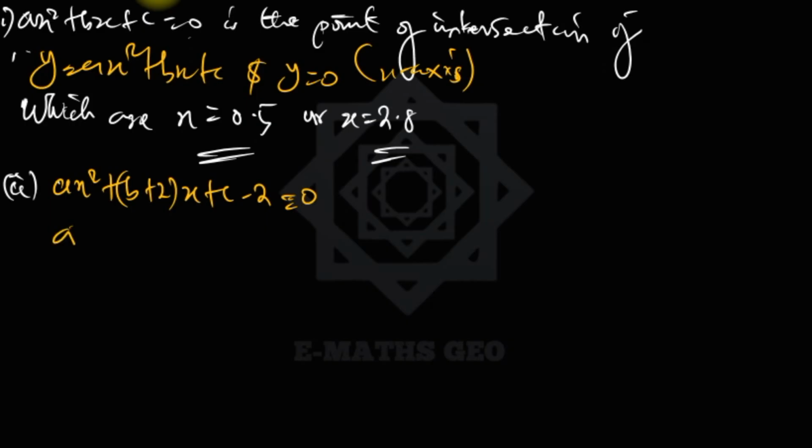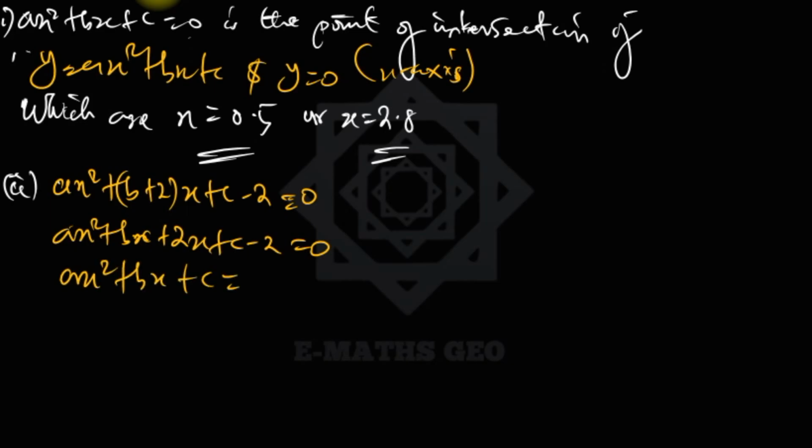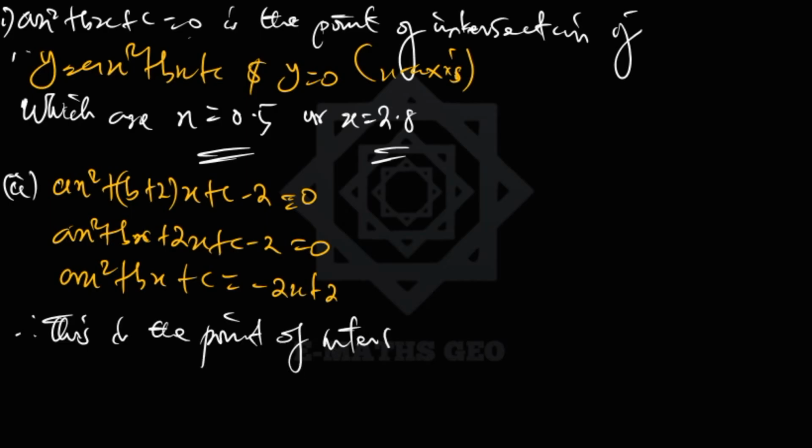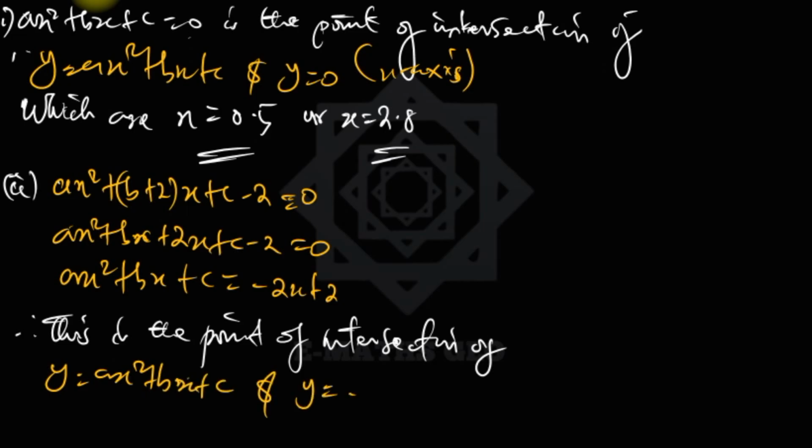So first of all, we open up this: ax squared plus bx plus 2x plus c minus 2 equal to 0. We now have ax squared plus bx plus c. We move this one to the other side, it is now minus 2x plus 2. So what's the meaning of this? This is the point of intersection of the first curve, which is the one we plotted already, and y equals minus 2x plus 2.